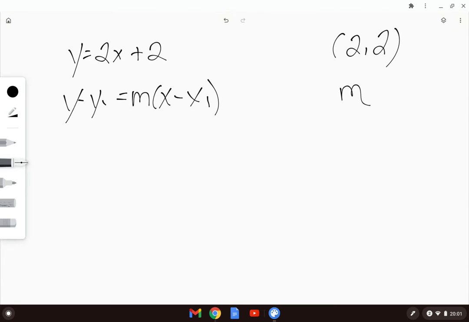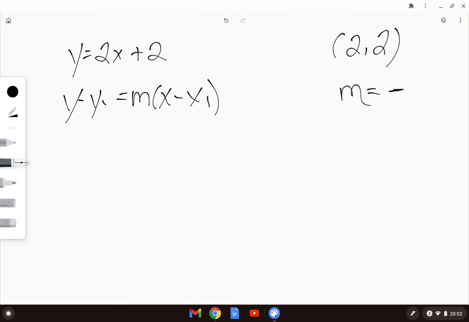So if we're looking for a line that is perpendicular, what we already said is that it's going to be the opposite and the reciprocal. In the equation y equals 2x plus 2, my slope is a positive slope. So the opposite of a positive slope is going to be a negative slope. And the reciprocal of 2.